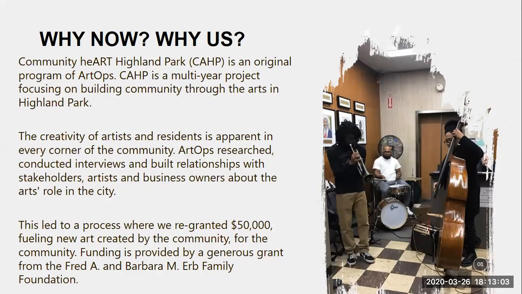Community Heart was an original program of ArtOps. It was a multi-year project. It started off as just a 2-year project of research, and then we did this 1 year of this regrant. But after doing the 1 year of the regrant, we found that there were still more things that we could do to support the community. And because of that, the funder, which is the Erb Family Foundation, supported us for an additional 3 years. We are now in the 2nd year of this 3-year extension.